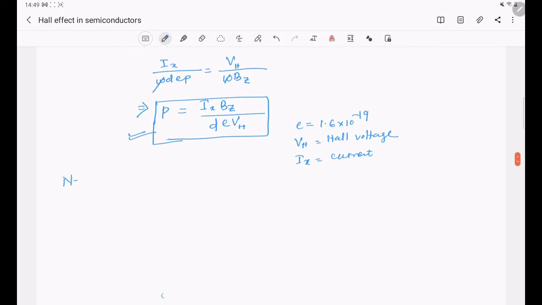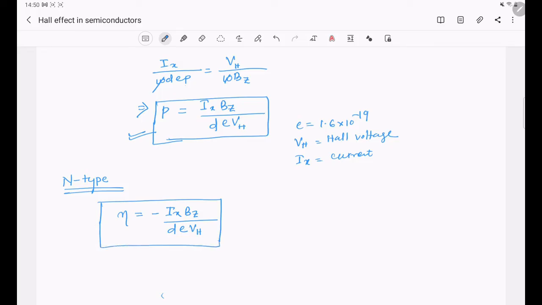Similarly, for an n type semiconductor, the expression for the concentration of electrons is given by minus Ix into Bz divided by D into e into VH. Here I have considered a negative sign just to neutralize the negative sign of the Hall voltage. So this is the concentration of electrons in the case of an n type semiconductor. With this I have explained the second application of Hall effect. Now we will come to the third application. What is the third application? The third application says that we can find out the mobility of majority charge carriers.